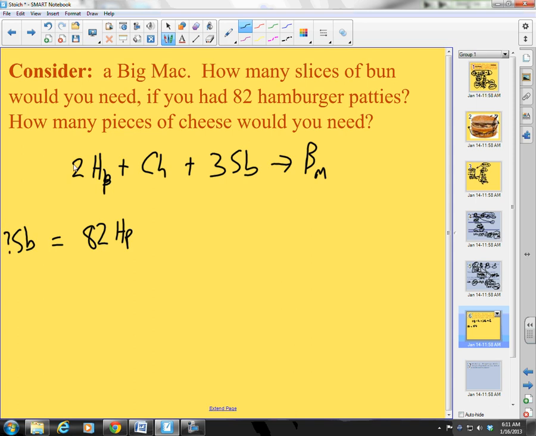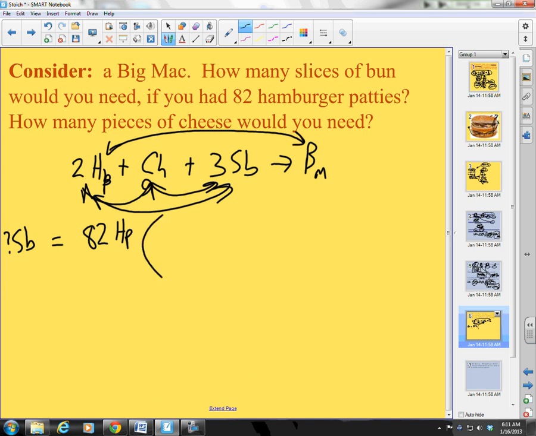Not only can I use my mole ratio to go from here to here, I can use my mole ratio to go anywhere. That means I can go from hamburgers to slices of buns. I can go from cheese to slices of buns. I can go from hamburgers to cheese. I can use these mole ratios for all of that.